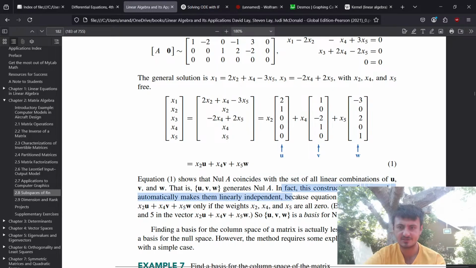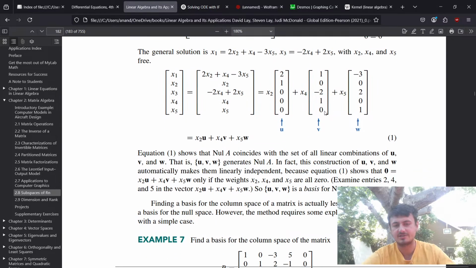In fact, this construction of u, v, and w automatically makes them linearly independent because equation 1 shows that 0 equals the linear combination if and only if the weights of the free variables are all 0. So that shows that these are linearly independent.